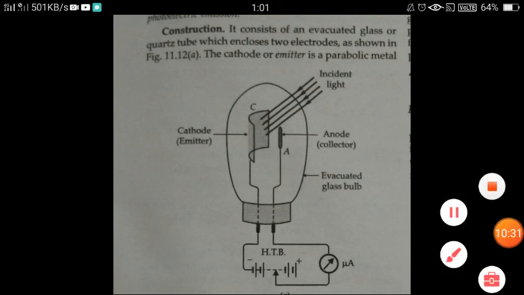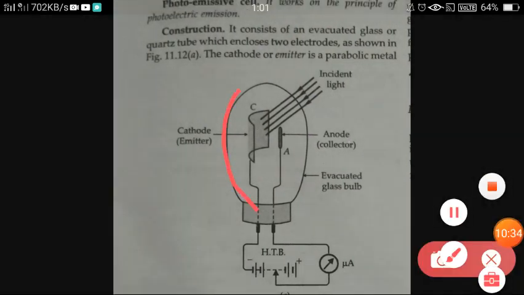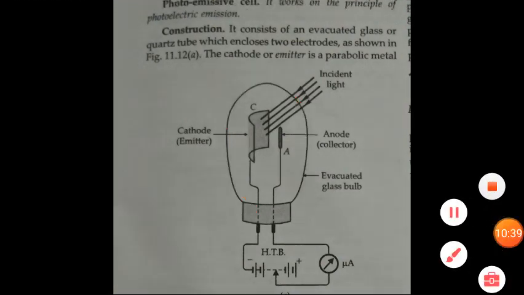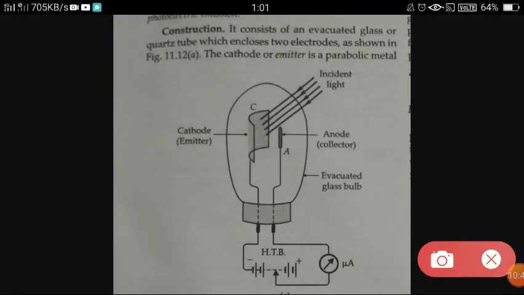Here this outer line you can see, this is one evacuated glass tube. Evacuated means inside this glass tube nothing is there, that means a vacuum is created. Then we have one cathode, which is the photosensitive material connected to the negative terminal of the high tension battery, and we have one anode, which is connected to the positive terminal of that high tension battery. So cathode is at the negative terminal, anode is at the positive terminal.